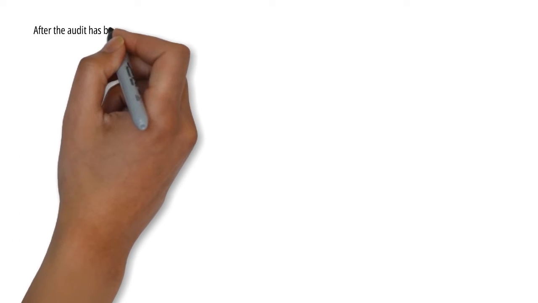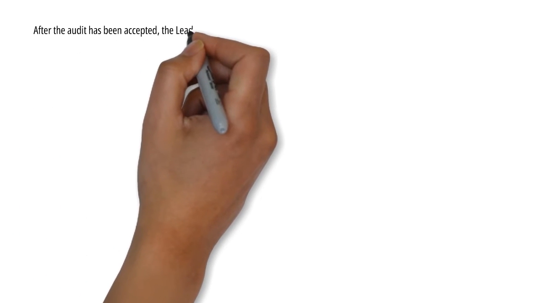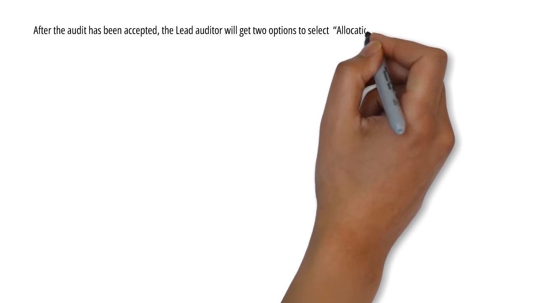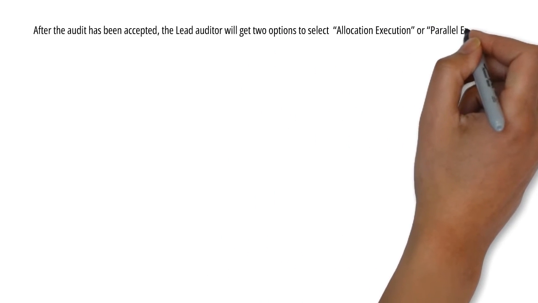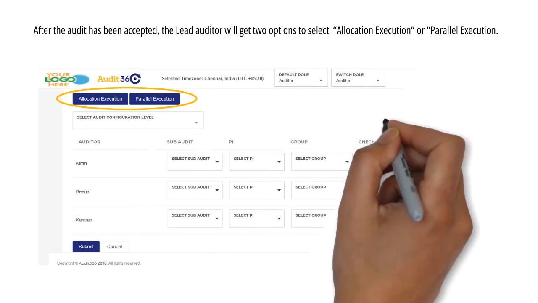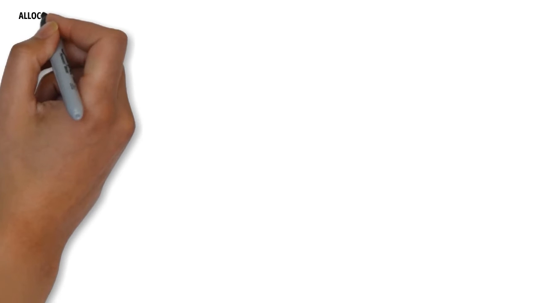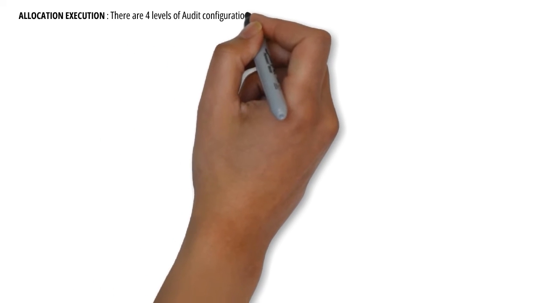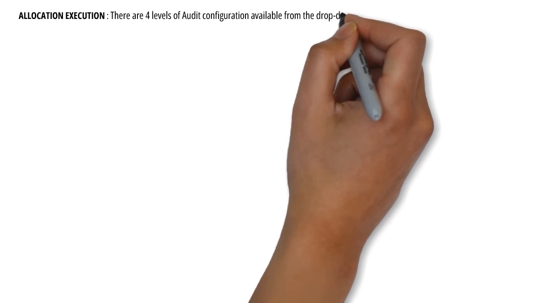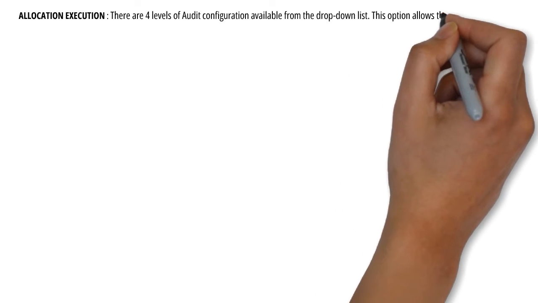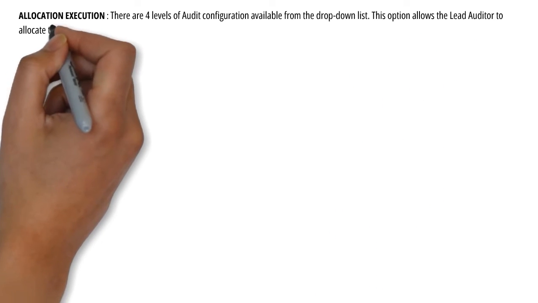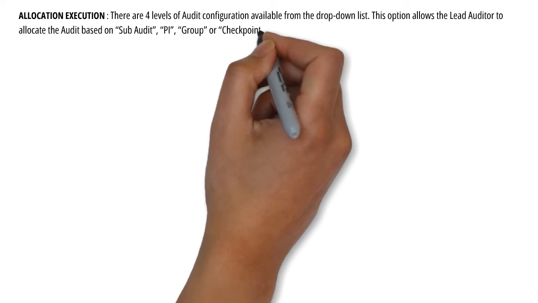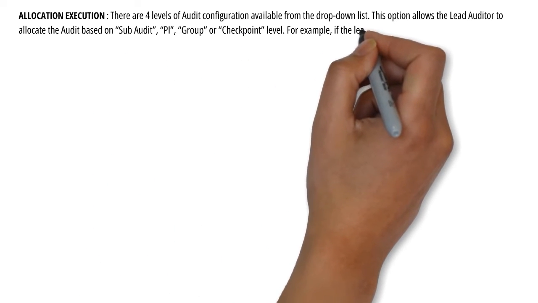After the audit has been accepted, the lead auditor will get two options to select: allocation execution or parallel execution. Allocation execution. There are 4 levels of audit configuration available from the drop-down list. This option allows the lead auditor to allocate the audit based on sub-audit, PI, group, or checkpoint level.